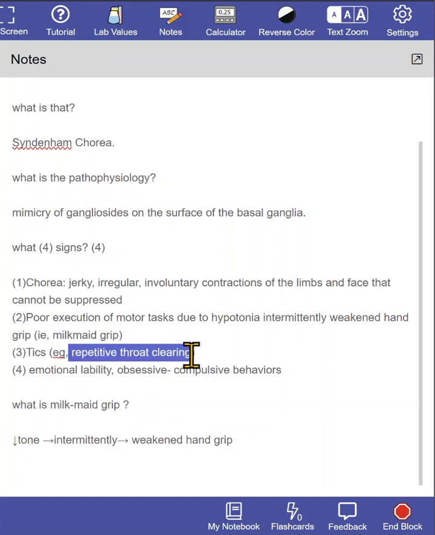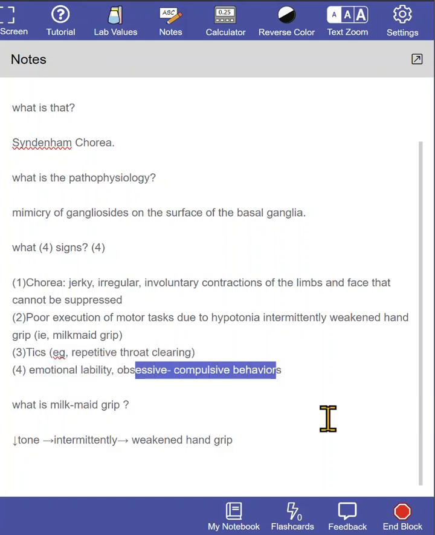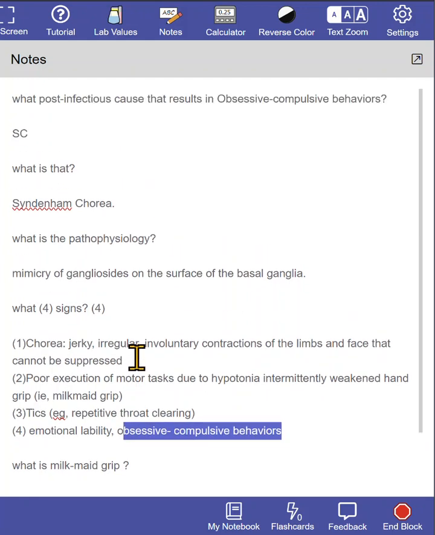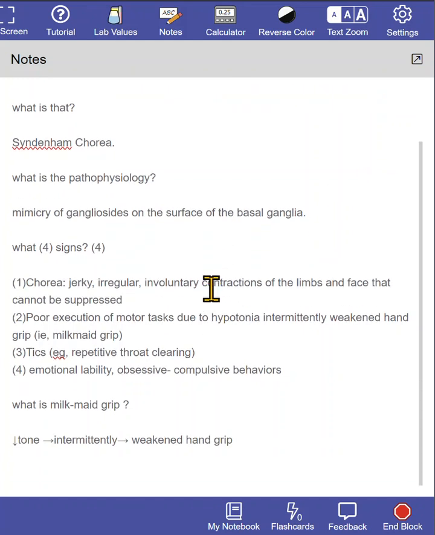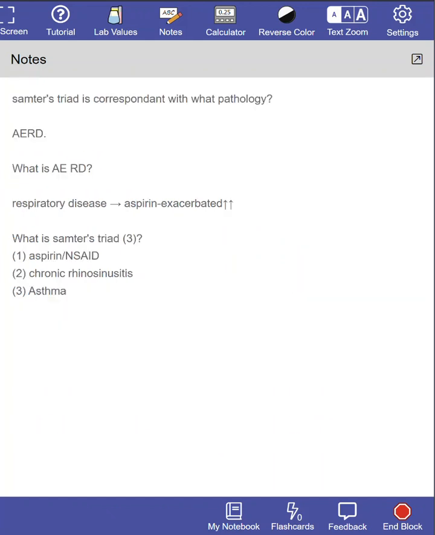And tics, repetitive throat clearing, and emotional lability, obsessive compulsive behavior. So obsessive compulsive behaviors, well, we just talked about that. You can actually get some behaviors that appear to be OCD, but on closer inspection, because Sydenham chorea is part of the criteria for rheumatic heart disease, or the Jones criteria, you should have in the back of your mind that these obsessive compulsive behaviors could be post-infectious. That's a cool little factoid and a very hard question.